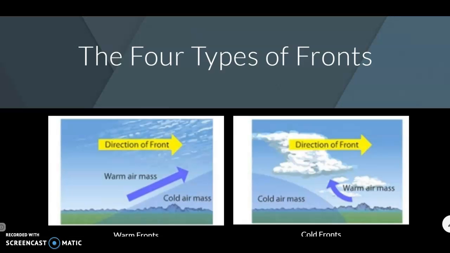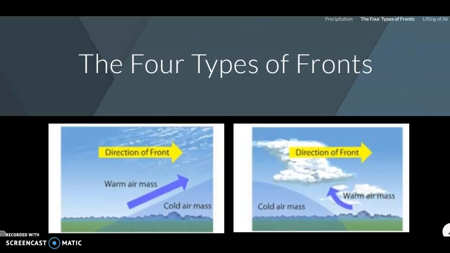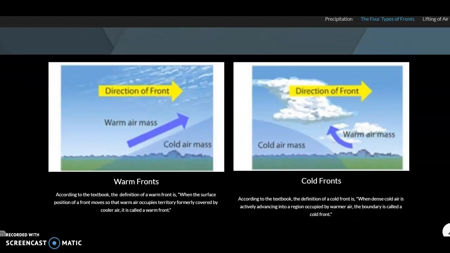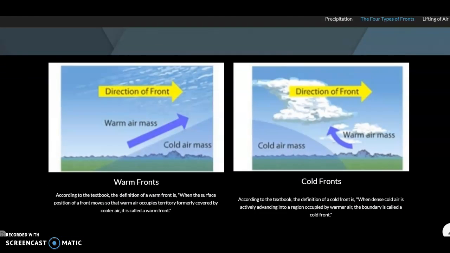Okay, the next one is the 4 types of fronts. We have warm fronts, cold fronts, then our stationary and occluded. A warm front is when the surface position of a front moves so that the warm air occupies territory formerly covered by cooler air. I put a picture on here.